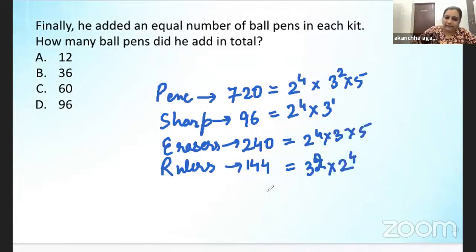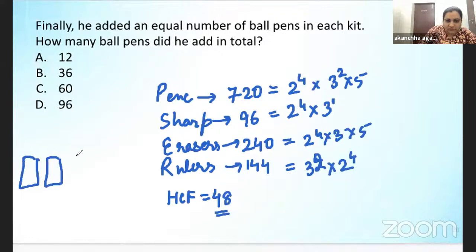So if you are done thinking, I'll just tell you, in the very first case, we found that HCF of this was coming 48, and it means that he was able to make 48 kits, right? So you can just imagine it like he has 48 kits like this.